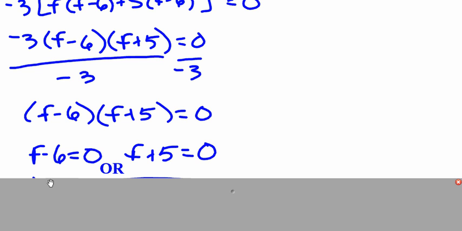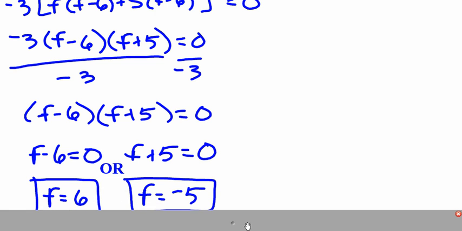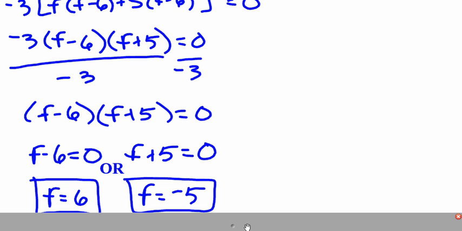Well, if f minus 6 equals 0, to undo this, we could add 6 to each side. So f would equal 6. If f plus 5 equals 0, to undo this, we could subtract 5 from each side. Therefore, f equals negative 5.